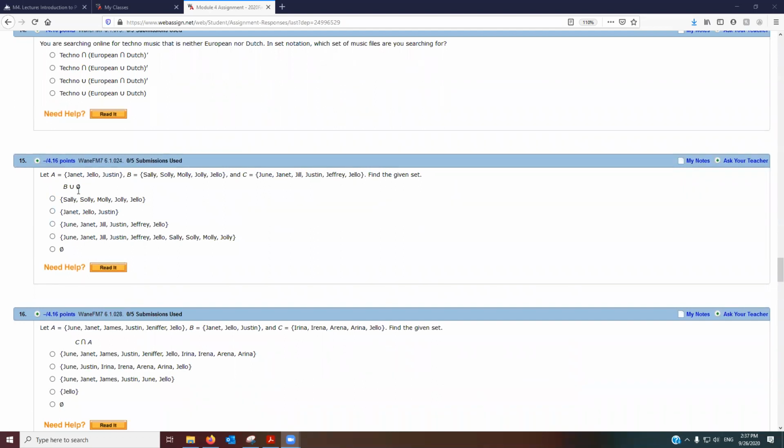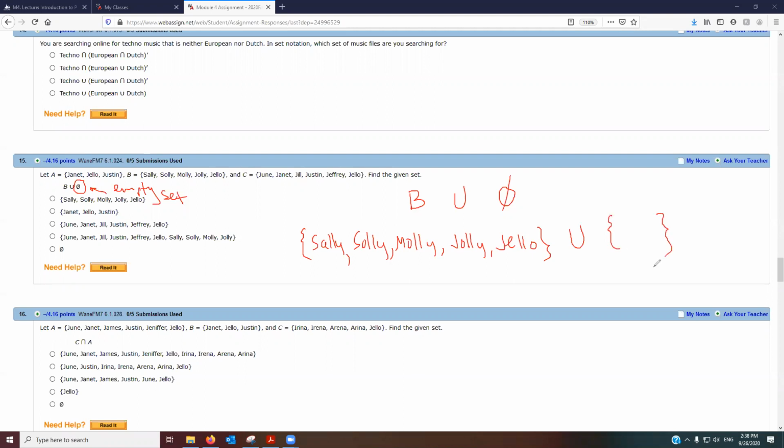Okay. So let's come here to this one. It says, find B union the empty set. Remember, when you see this symbol here, it's the empty set. So they want me to form the union of B and the empty set. Well, I know B, they gave me that. That's Sally, Solly, Molly, Jolly, and Jello. Okay. Well, I want to union that with the empty set. I'm going to write that as just the empty curly braces, because that's really what the empty set is: a set that has no elements in it.